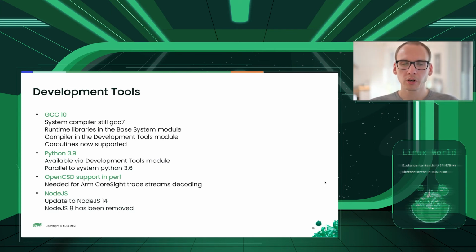For the development tools, we are now providing GCC 10, which is not going to replace our system compiler, which still remains GCC 7. The runtime libraries are available in the base system module, whereas the GCC 10 compiler is available in the development tools module. With GCC 10, coroutines are now supported. We are also going to provide Python 3.9 as a parallel installable version to the system Python 3.6. For perf, we are adding OpenCSD support, which is needed for the ARM CoreSight trace streams decoding. We are also updating Node.js to version 14 and removing Node.js 8 from the distribution.